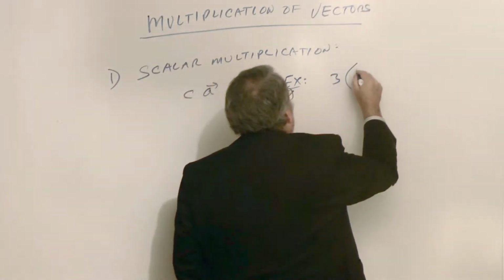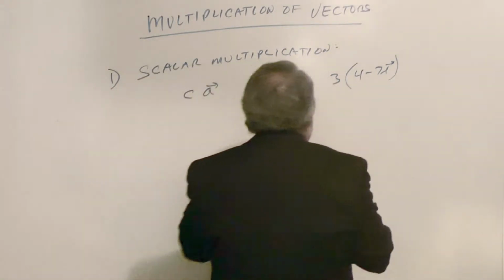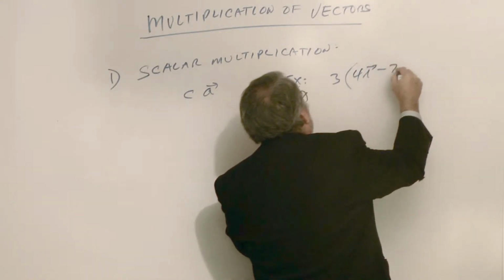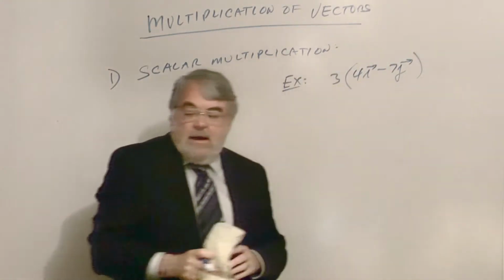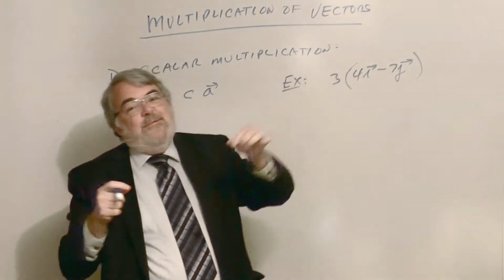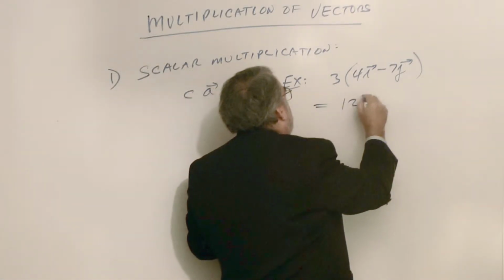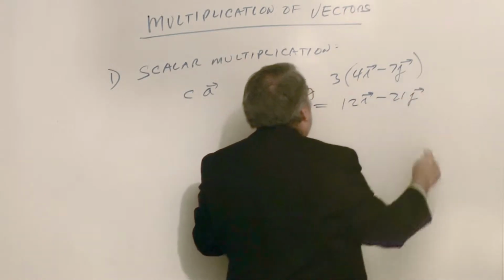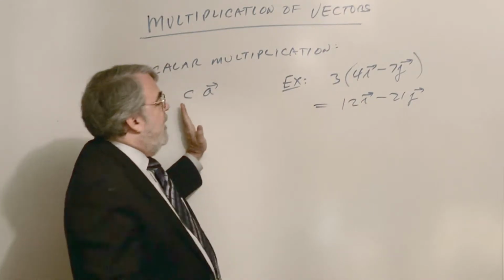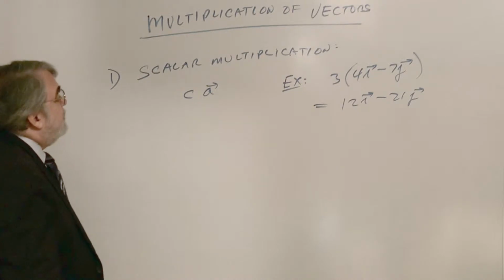3 times 4i minus 7j, okay. And so I have a vector of 4i minus 7j. If I multiply it by 3, I'm simply rescaling it. Rescale it by a factor of 3. It means multiplying here, so it's 12i minus 21j. Very nice. So scalar multiplication literally is just distributing a constant number through multiplication throughout a vector. You just multiply through like that.